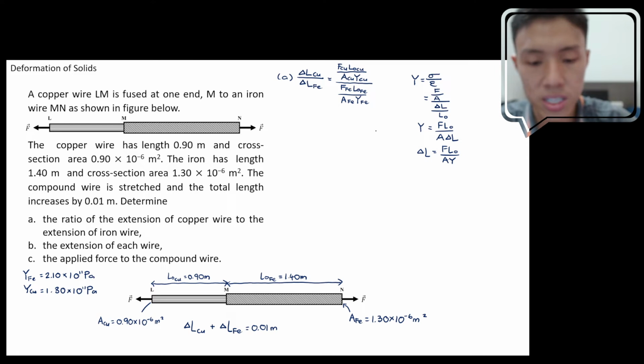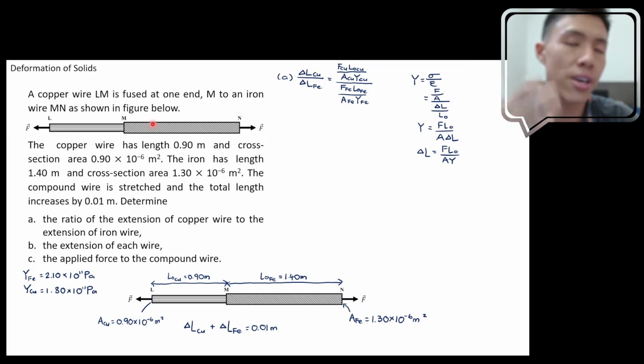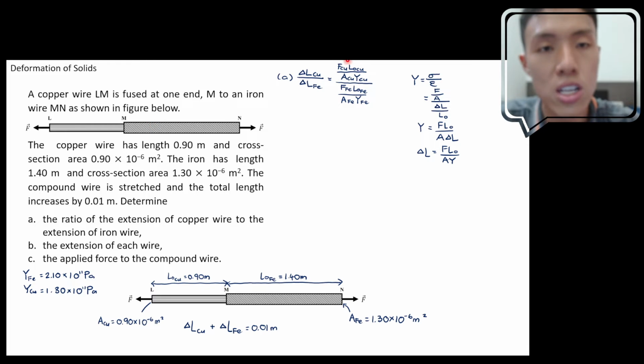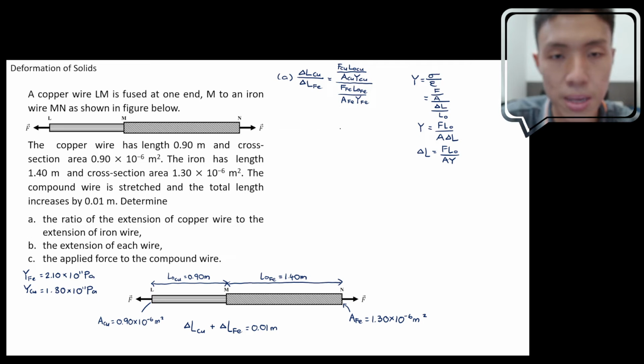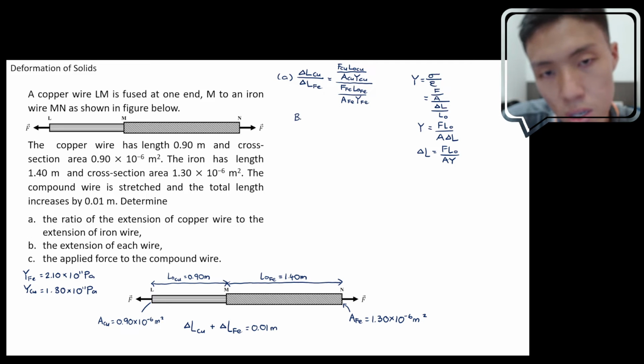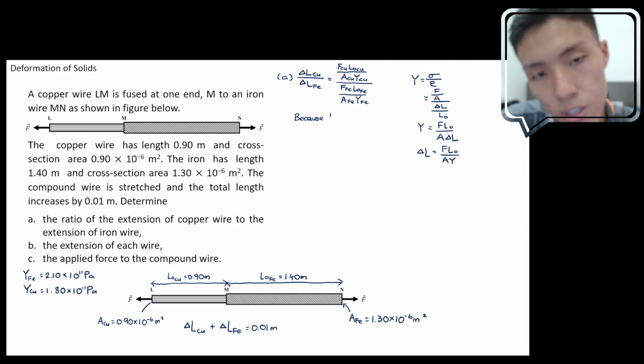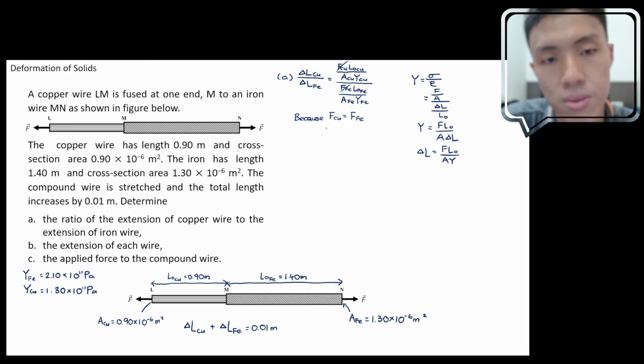Okay, we know that copper and iron here, they are experiencing the same force because this force is being pulled on both ends. So that means these two wires here are supposed to experience the same kind of tension. So this force over here is the same. So because the force experienced by copper is the same as the force experienced by the iron, you know that these two can cancel out, okay, because they are the same. So now you can proceed with a substitution.